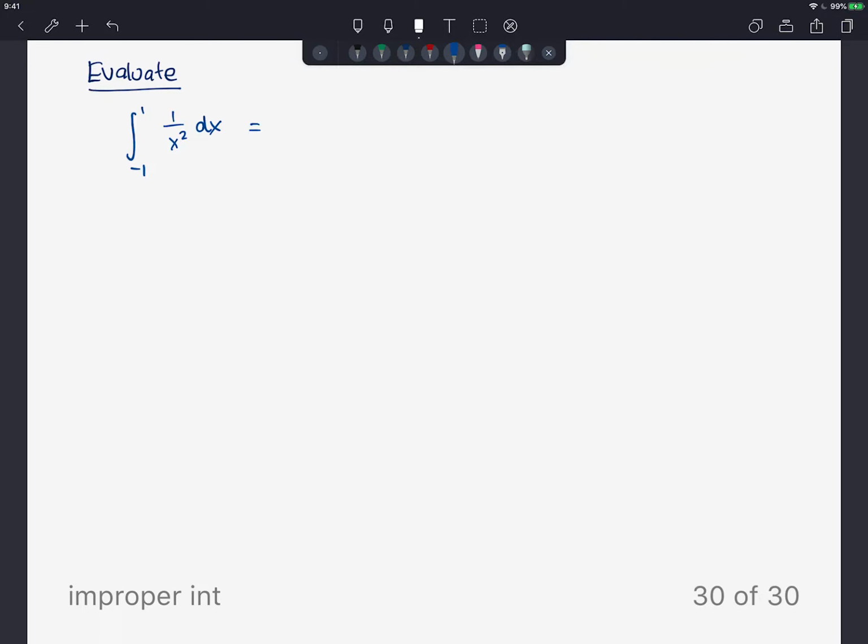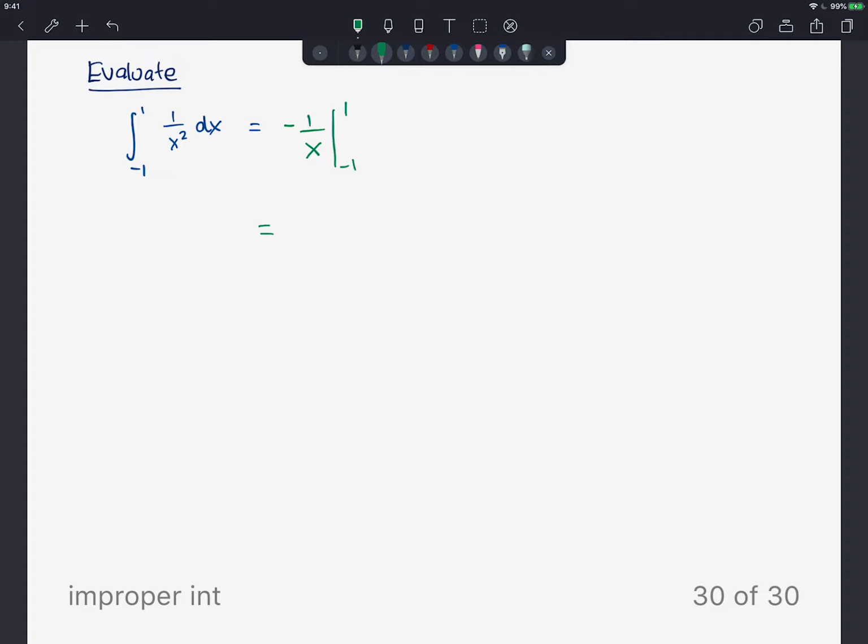Hi, so I'm going to start this video trying to integrate this without thinking too much, because I could find the antiderivative of 1 over x squared, which is just negative 1 over x, right? Because the derivative of negative 1 over x would give me positive 1 over x squared. And I would evaluate this at the endpoints, which are negative 1 and 1.